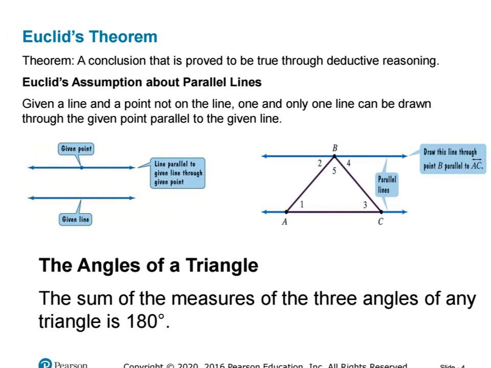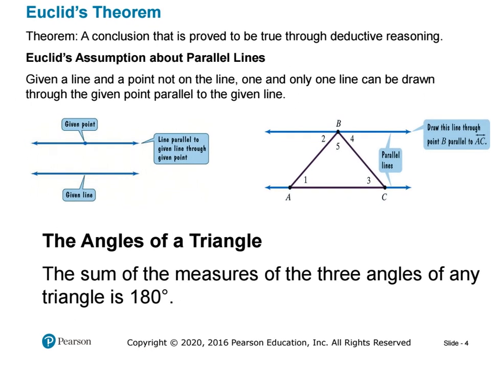All right, Euclid's theorem. A theorem is a conclusion that is proved to be true through deductive reasoning. So Euclid's assumption about parallel lines says, given a line and a point not on the line, one and only one line can be drawn through the given point parallel to the given line. So we have our two lines, and then we can draw the intersecting lines to get our triangle.